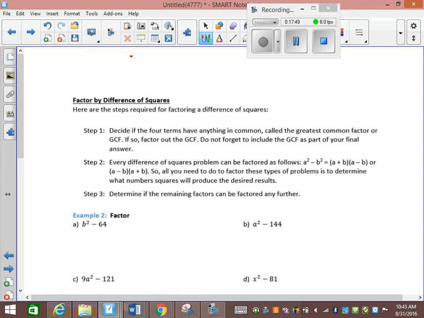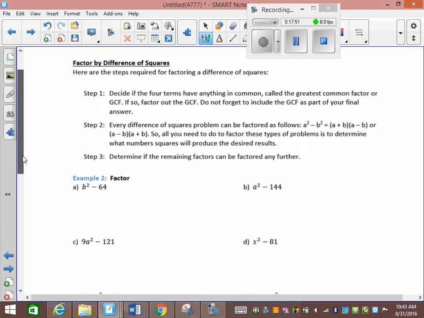So this is that difference of squares. The first step for difference of squares is to decide if the 2 terms have anything in common, called the greatest common factor. So first thing we do for difference of squares, whenever you see 2 terms with a subtraction sign in front of it, you just think, hey, this is probably a difference of squares, or it could be, right? First thing you ask yourself is, can I take out a GCF? Second, is it a difference of squares? Okay? So can I take out anything from b squared minus 64?